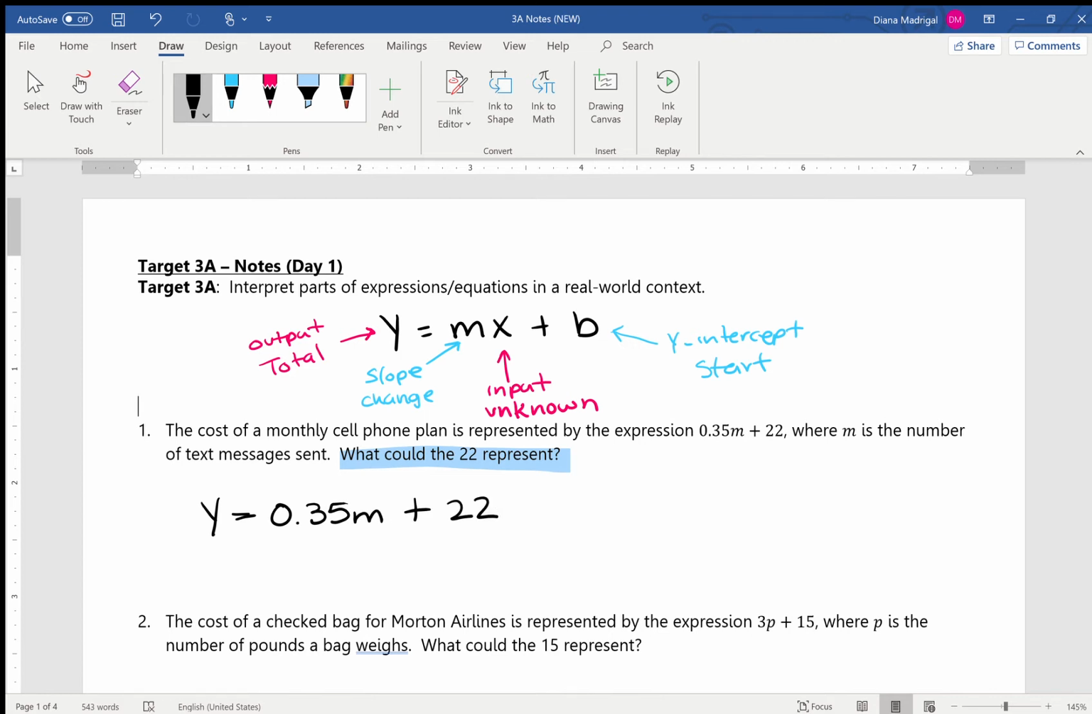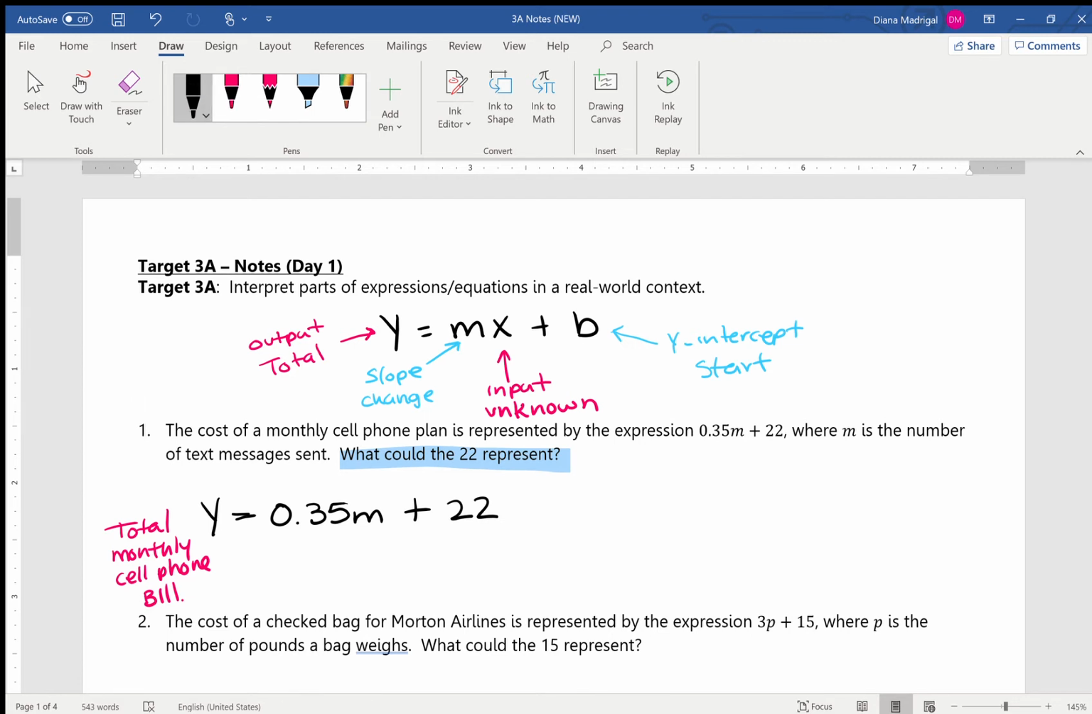Again, they're talking about a cost of a monthly cell phone. That means that Y, which is your total, is talking about the total monthly cell phone bill. In case you didn't know, your parents pay for your phones and they have a monthly bill. How does that bill start? Well, the bill starts with a charge, right? The initial charge and charge per text message.